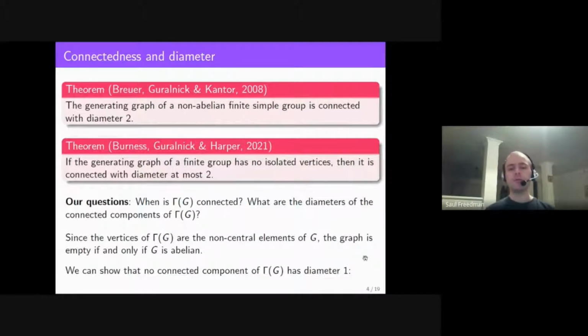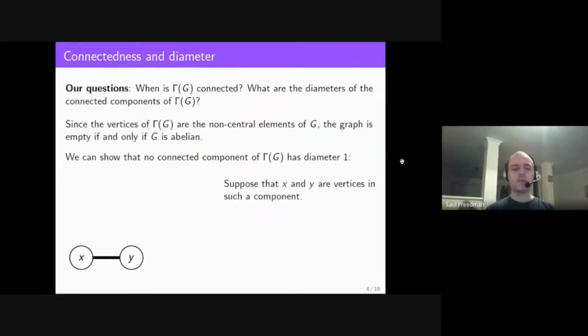To prove this, I'll make some space by hiding these pink blocks. Let's suppose for a contradiction that there is a component of diameter 1. Then there must be at least two vertices in the component, say x and y, and they must be joined by an edge because the component has diameter 1.